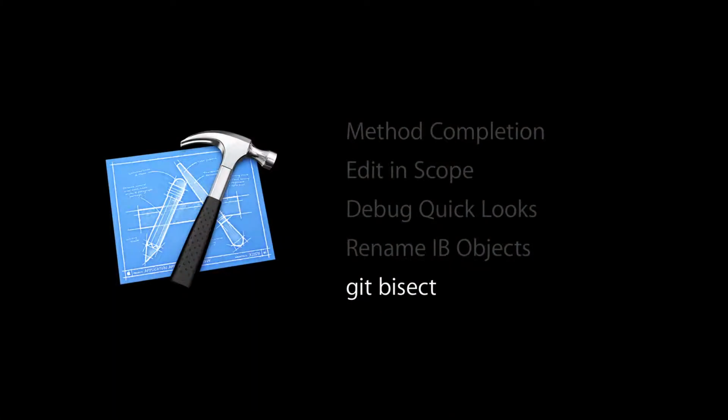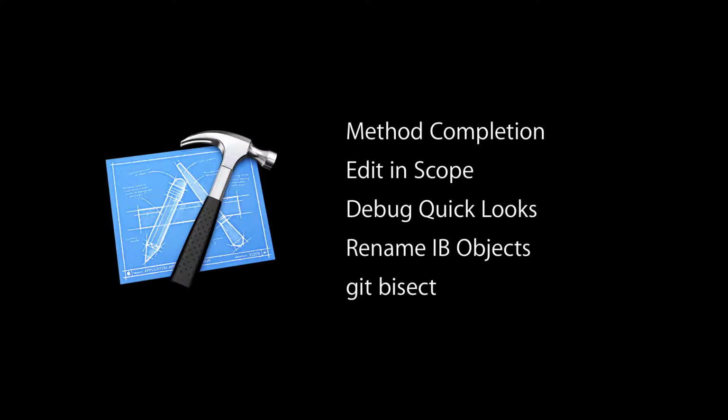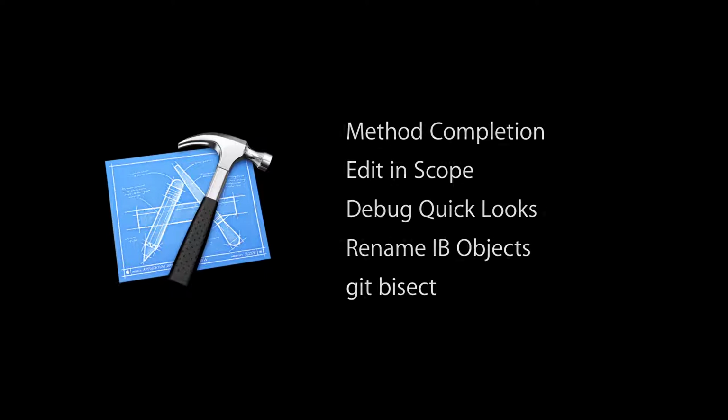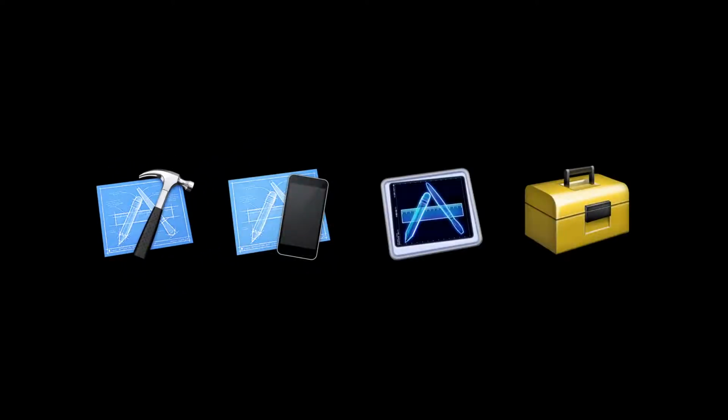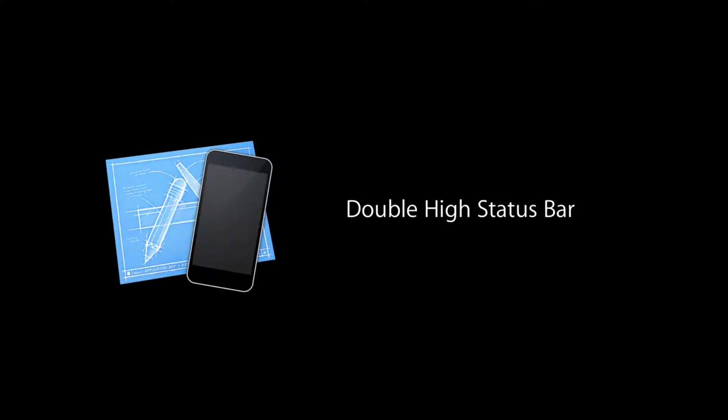So that's git bisect, and that's the set of editing and source control tips that I have for Xcode. So next up is the iOS simulator. And the first one that I want to talk about here is the double high status bar.